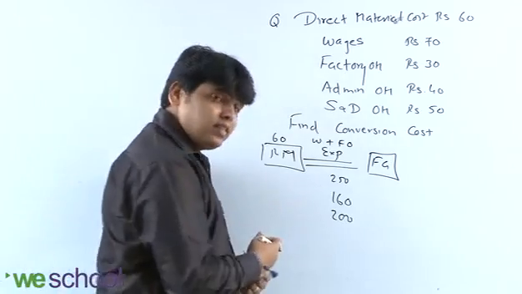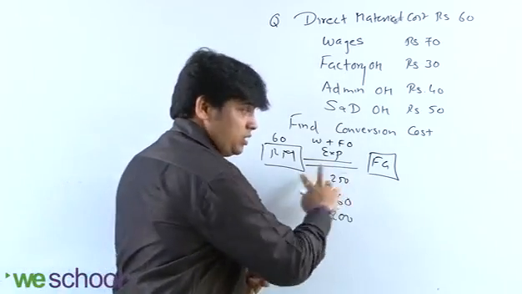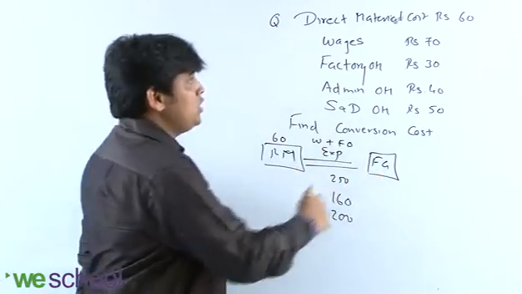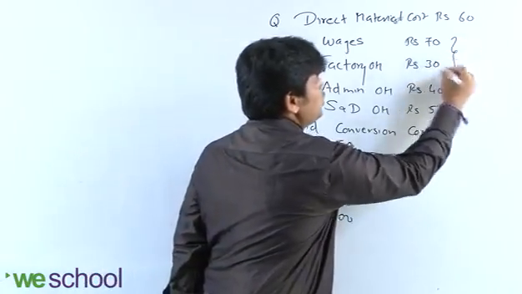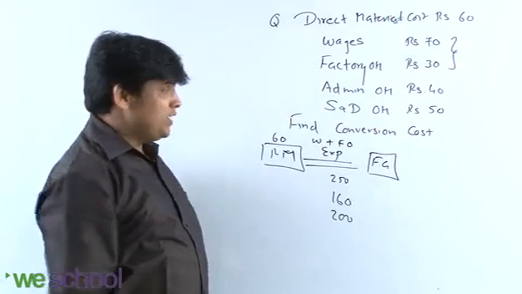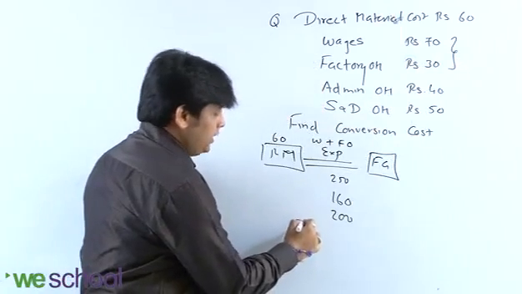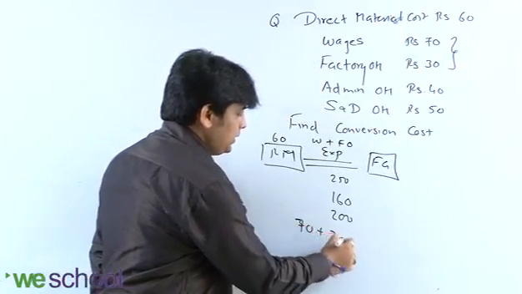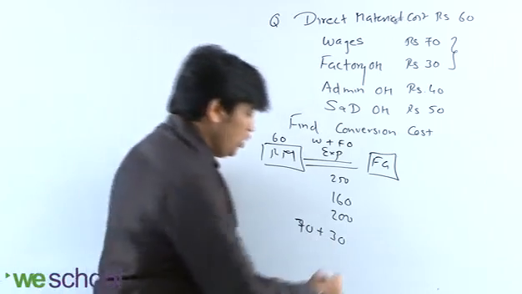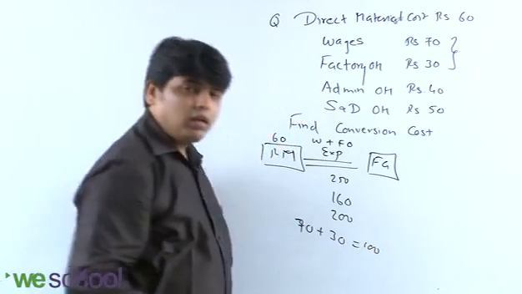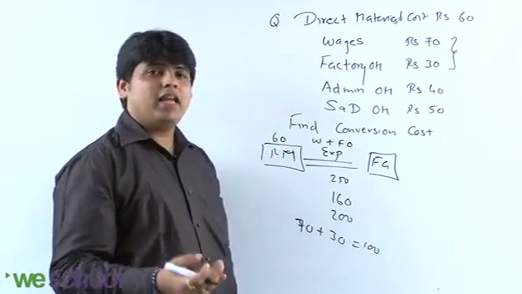Yes, so let us calculate according to this diagram. The conversion cost is the total of these two. So is it right? That is 70 plus 30. So what is the conversion cost? 100.